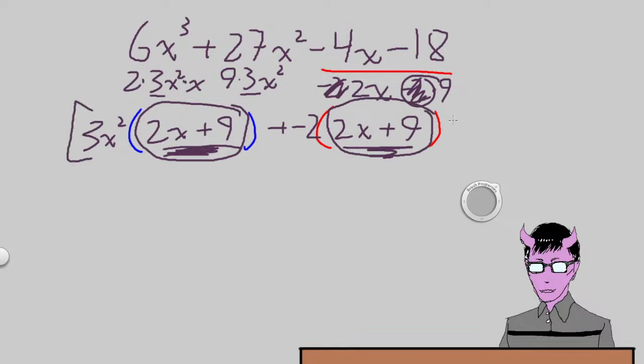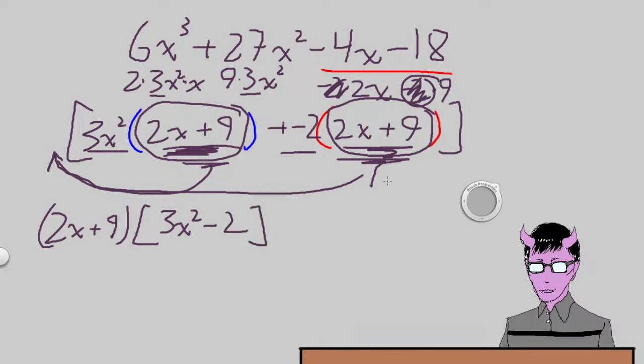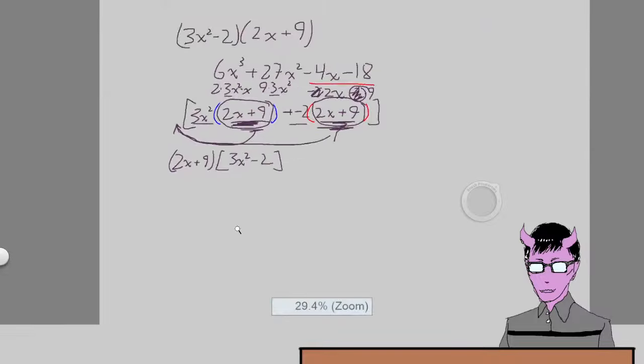So if you slap on the old brackets, we can factor out the chunks from both of those to the front. So it's going to be 2x plus 9 is the chunk we're factoring out. What's left over in the brackets? 3x squared and the negative 2. So that looks pretty clean. There you go. Can we factorize this some more?